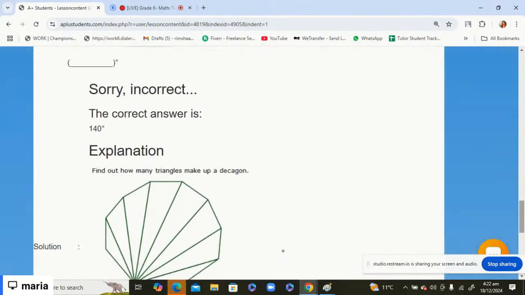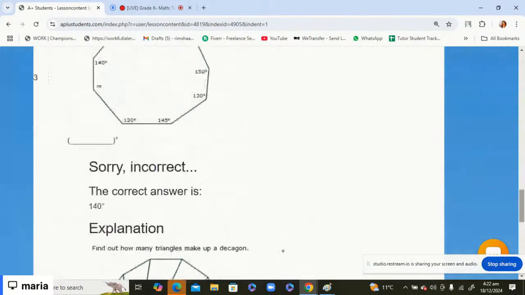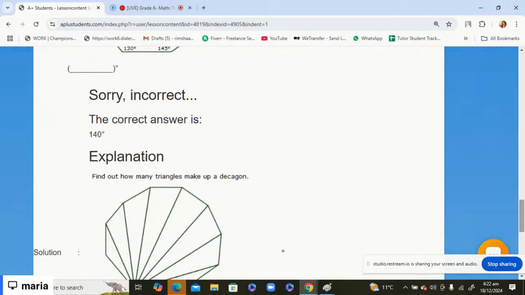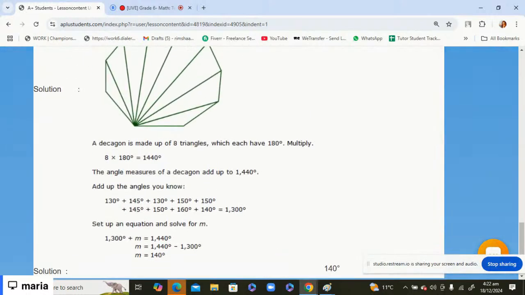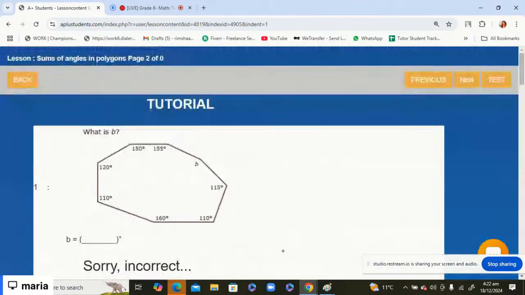Now what we do, we are going to add up the different angles. Here it's adding 130, 145, 130, 150, then 150, this full side. Okay, so you are going to check when you add, then subtract at the end of the question.